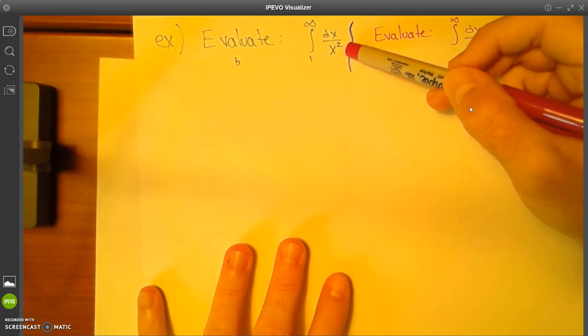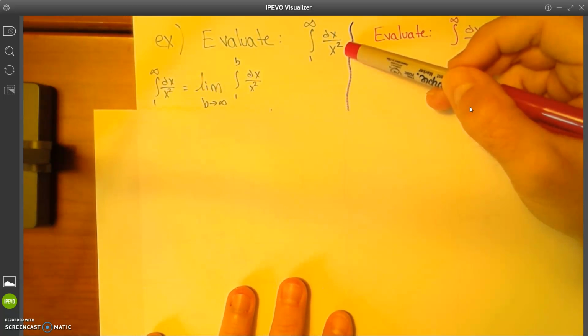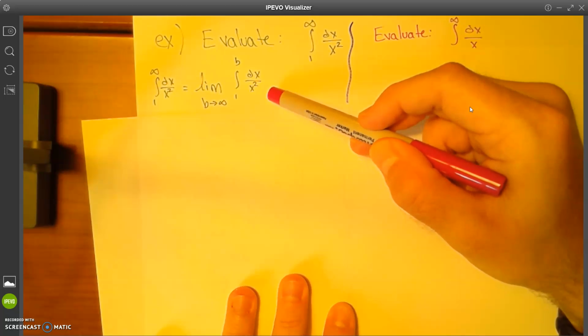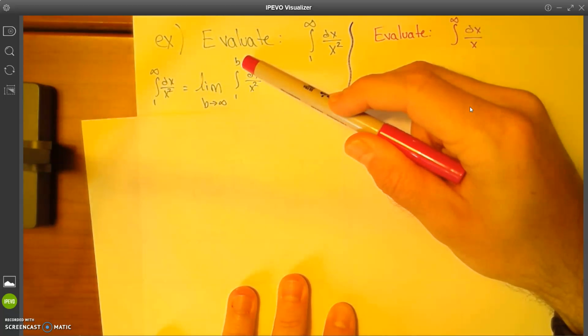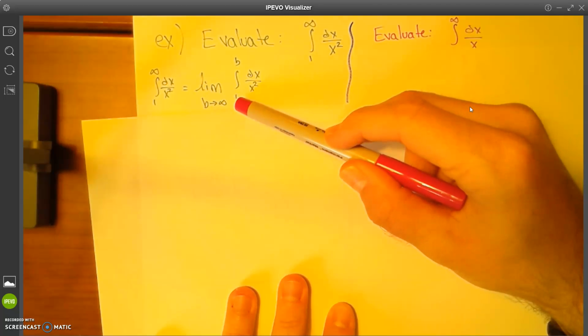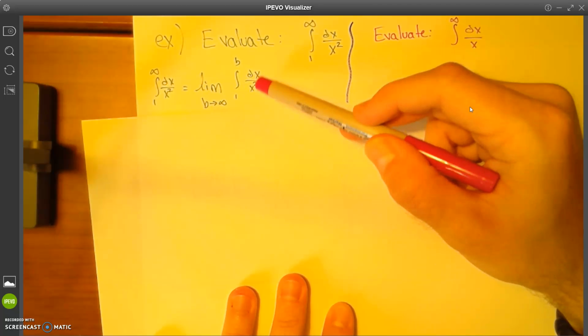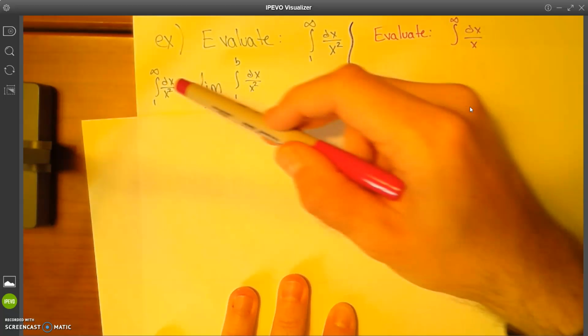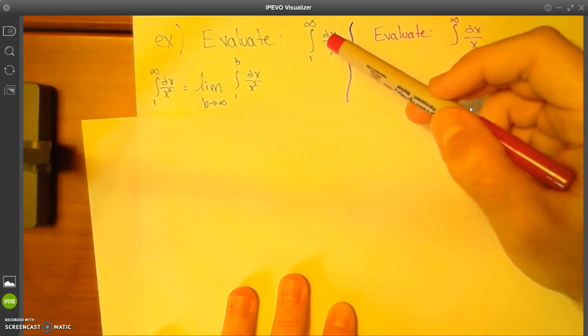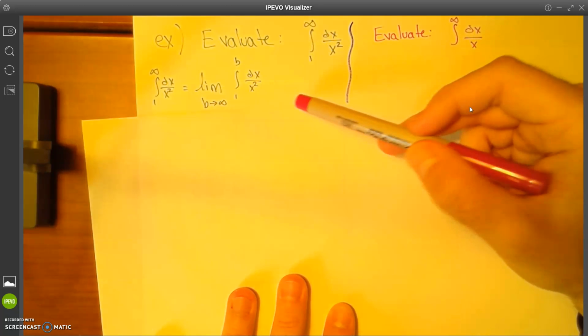So the most important part here is going to be setting up with proper notation, right? So we're going to change the upper limit to this b placeholder and take the limit of my integral as b approaches infinity. If this limit exists, great. Whatever the value of my limit is becomes the value of my integral and it converges. If this limit doesn't exist, the original integral diverges.